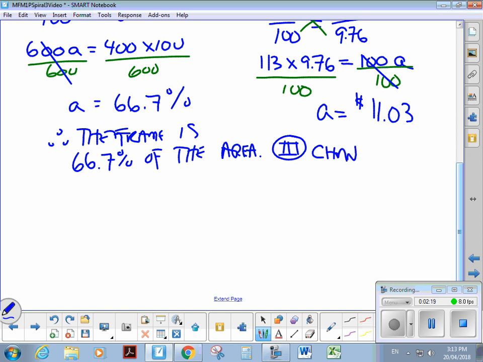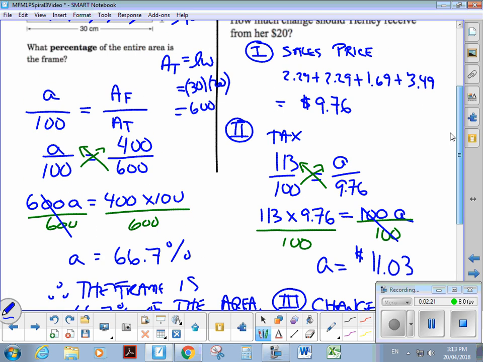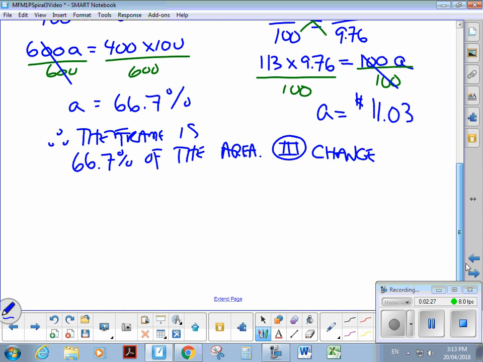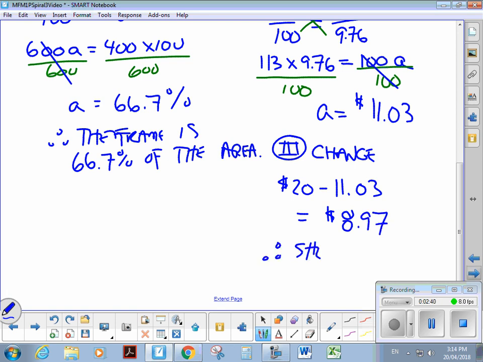The last part that sometimes people forget is we've got to find the change. Because if you look back up at the question here, it said how much change should she expect? So she gives a 20, minus 11.03 after taxes, and we get $8.97. So she can expect $8.97.